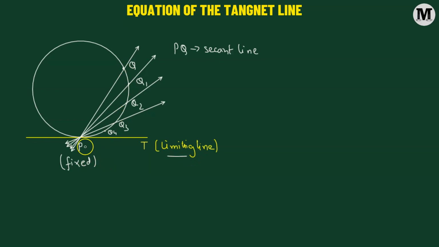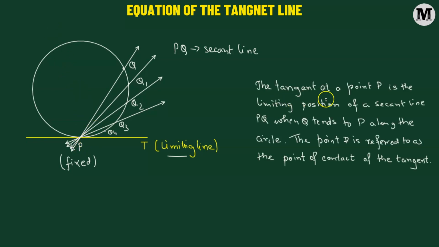As the point Q approaches point P, the limiting position PT, or we can say the limiting line PT of the secant line PQ, is going to be referred to as the tangent line to the circle at the point P. So this is how we can define the tangent to a circle. Hence, the tangent at a point P is the limiting position of a secant line PQ when the point Q tends to a point P along the circle. The point P is referred to as the point of contact of the tangent.